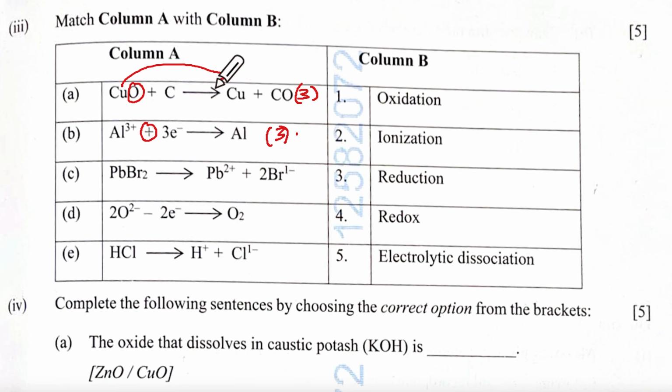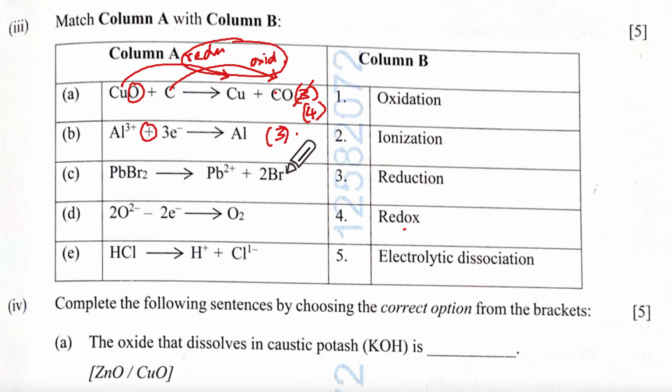So Cu is getting removal of oxygen. So this is reduction. But carbon is gaining oxygen, that means it is getting oxidized. So oxidation and reduction simultaneously, so it will be redox. So it is not 3, it is 4 here. Okay, you understood how I thought about it. So right, correct.